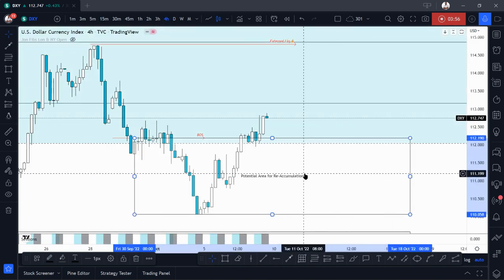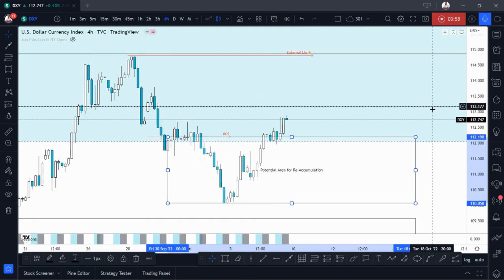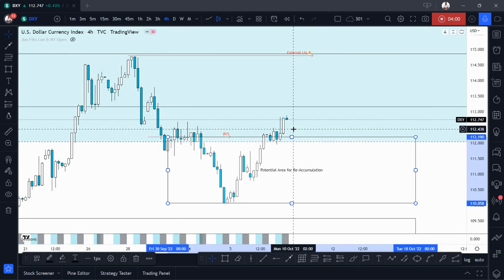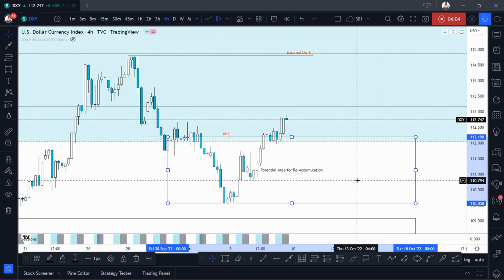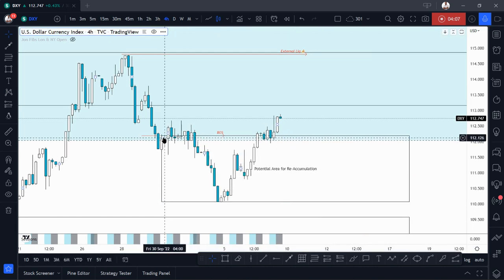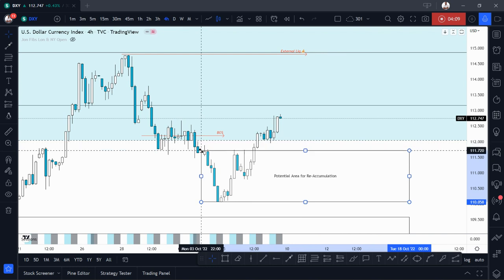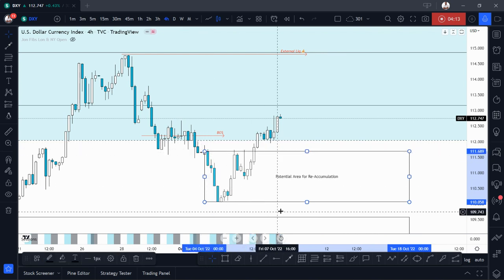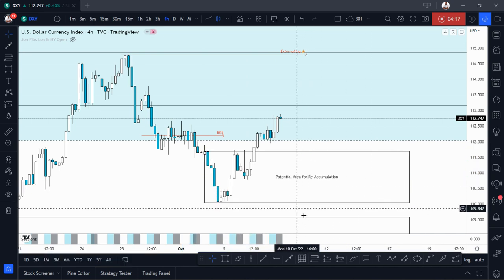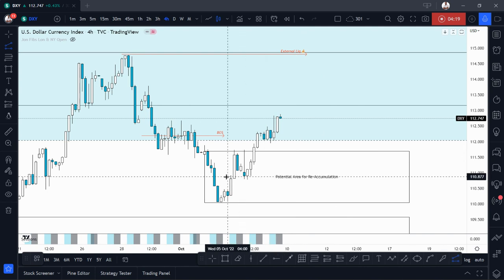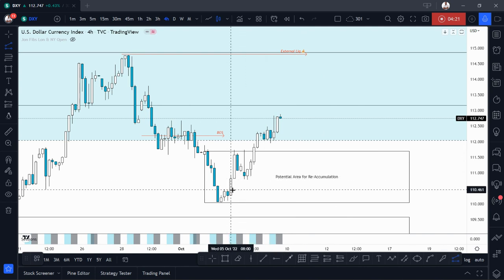Now I like the fact that on the 4 hour, you can see how it took out these highs. But this was the break of structure for the 4 hour. So I'll be expecting price to probably tap into these zones here. You can see that was the last push down, potential area for accumulation. And then I like the fact that we have this imbalance here sitting right on top of that internal liquidity as it were.